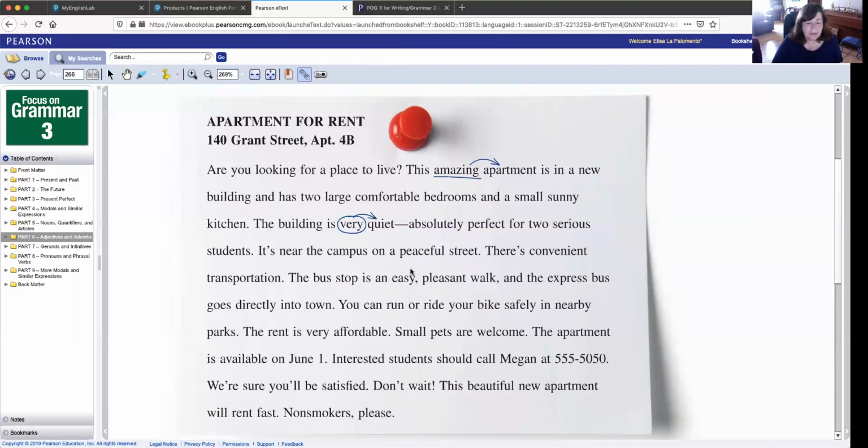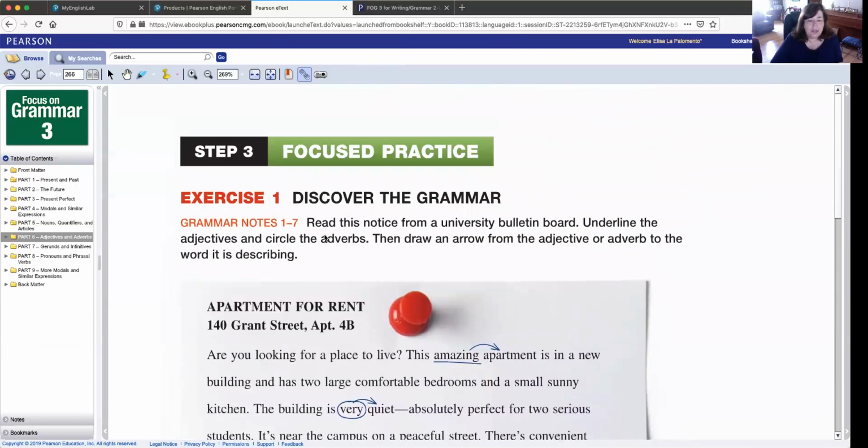But again, maybe I'll continue with the exercises, but if you're tired, just stop it and then go back to it later. But here is an exercise on page 266. It's called Apartment for Rent, 140 Grant Street, apartment 4B. And it tells you here to read this notice from a university bulletin board. Underline the adjectives and circle the adverbs.